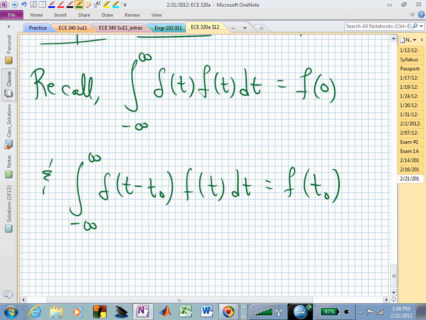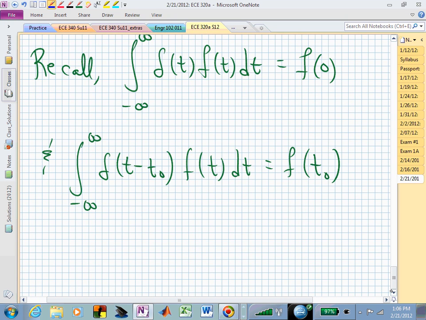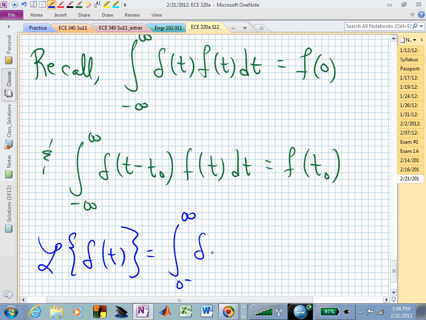Let's now look at the Laplace transform of the impulse. Once you feel okay with these expressions, it's not difficult to find the Laplace transform of this impulse. It's defined as this integral from 0 minus to infinity of the waveform that we are Laplace transforming, which in this case is delta of t, the impulse. We weight it by this complex exponential and integrate over all time.